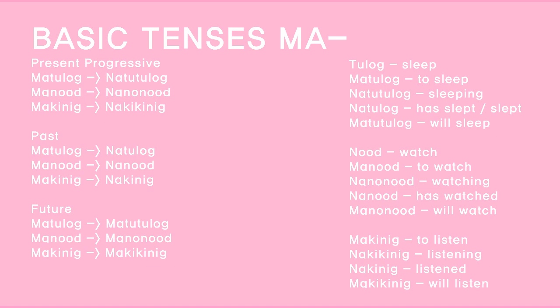Future, matutulog, manonood, makikinig. So just ma, and then say the first syllable twice. Matutulog, manonood, makikinig. Okay, so all the ma verbs, whatever they're called, follow this pattern. So focus more on how they sound and practice.